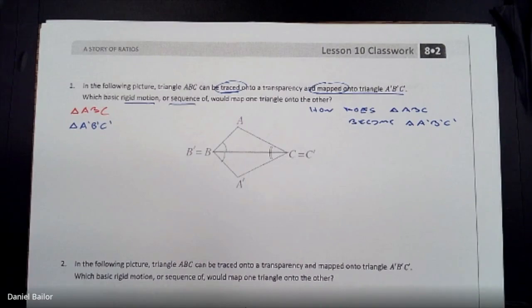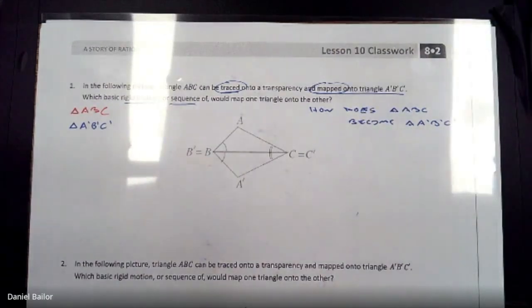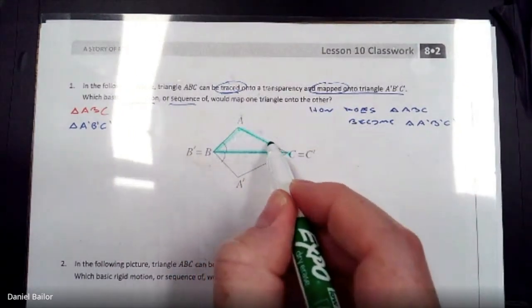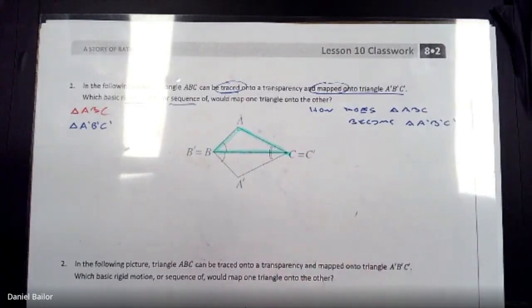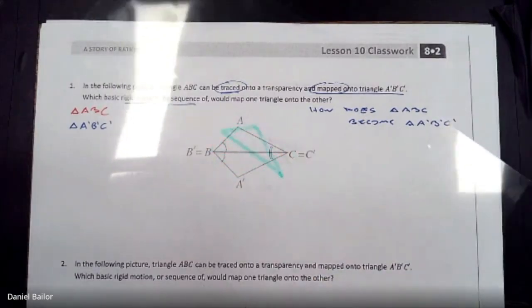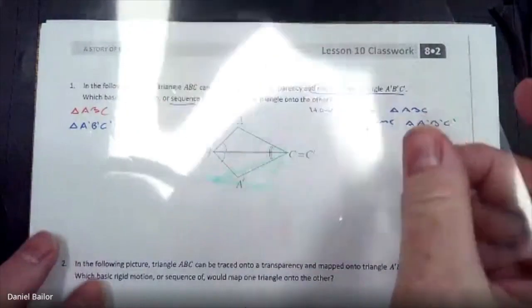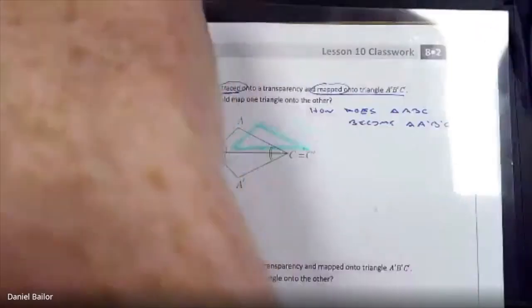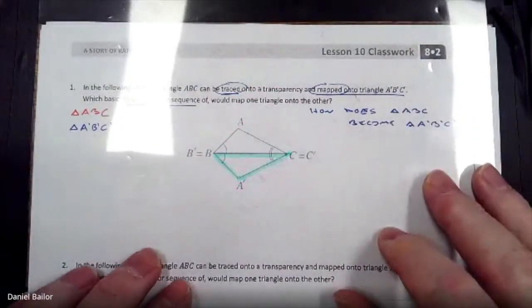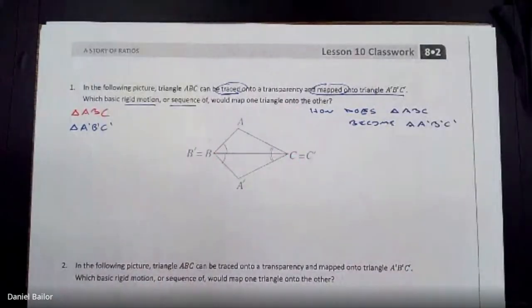If you look, it does not look like it slides. It does not look like it spins. It looks like it flips. So I'm going to test this with my transparency. I'm going to trace triangle ABC, and then if I try to slide, it doesn't line up. If I try to spin, it doesn't line up. So the only one that's left over is if I flip my transparency over, and that lines up. So this was a flip.